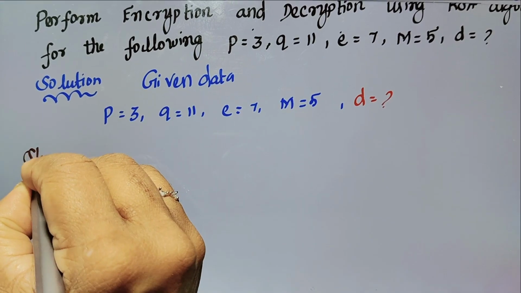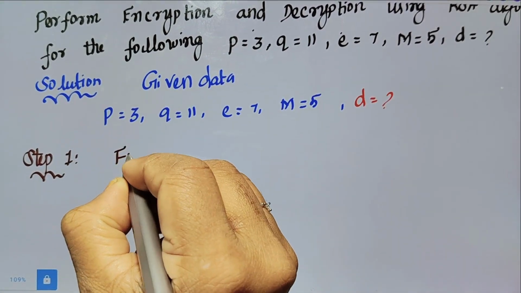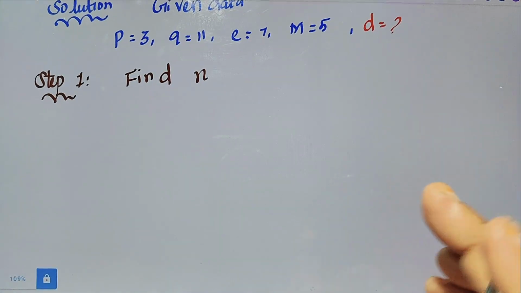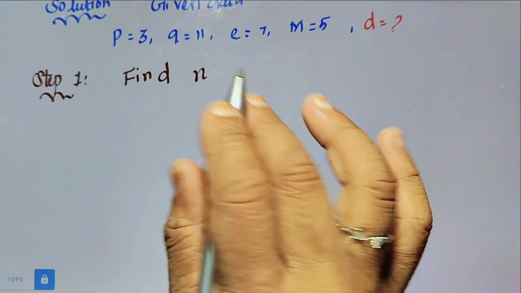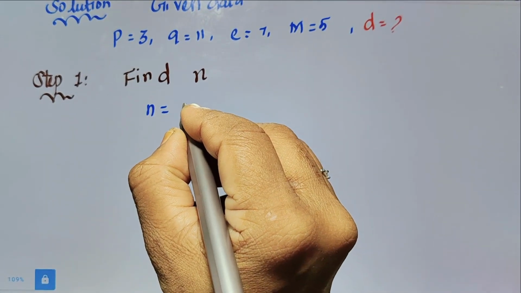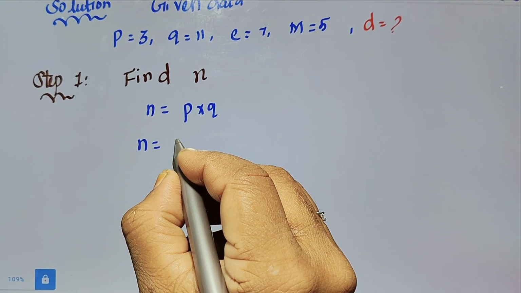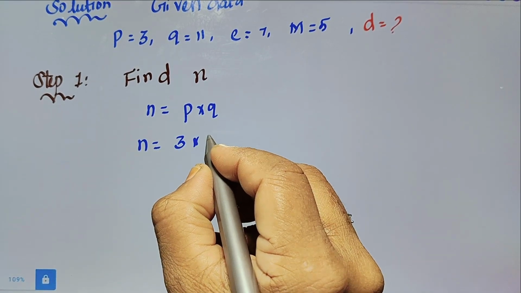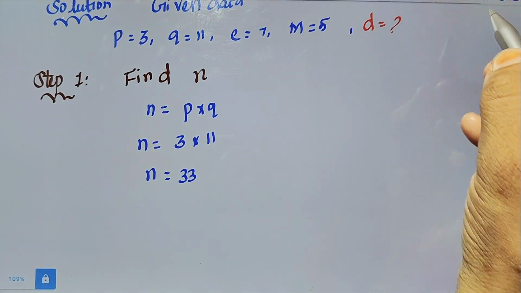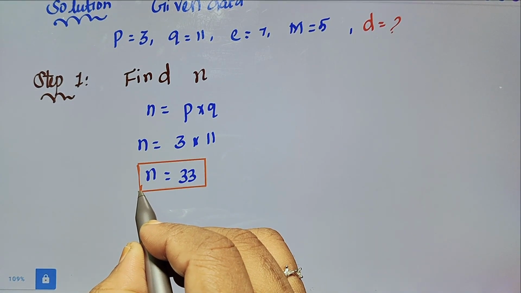Step 1. Find N. N is nothing but the size of the key. N equal to the multiplication of two prime numbers, right? P into Q. So N equal to P value was 3 and Q value was 11. So 3 into 11, N equal to 33. The size of the key is N equal to 33.